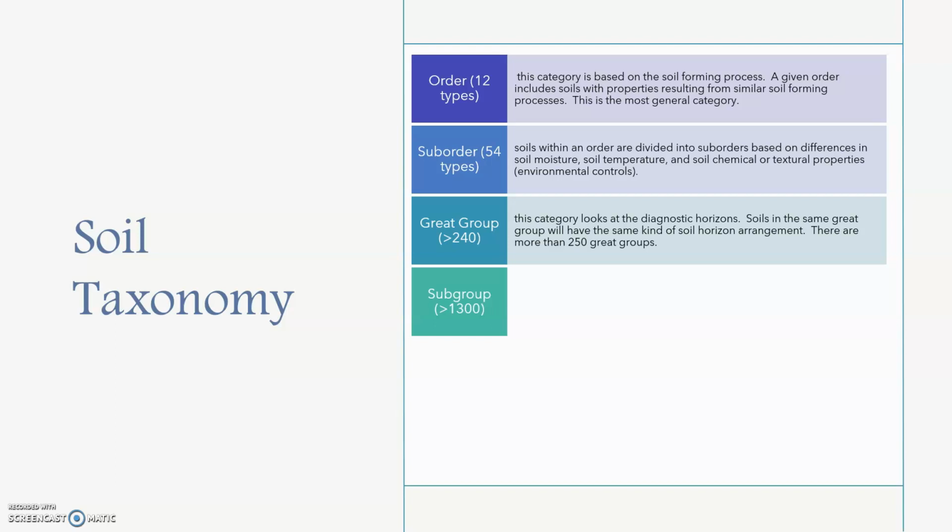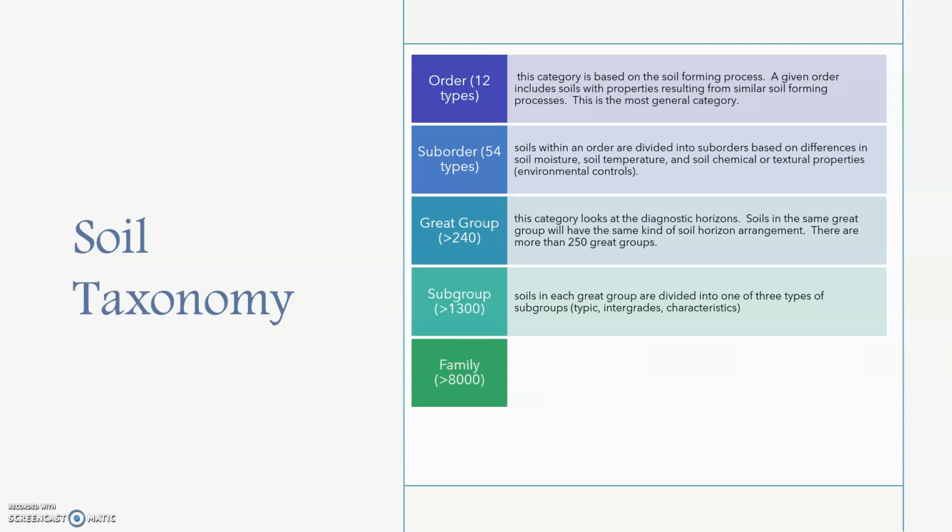Grade groups are further divided into subgroups. There are more than 1,300 subgroups. Subgroups are divided into types. There are 3 types: typic, intergrades, and characteristics. Subgroups are further divided into families. There are more than 8,000 soil families.